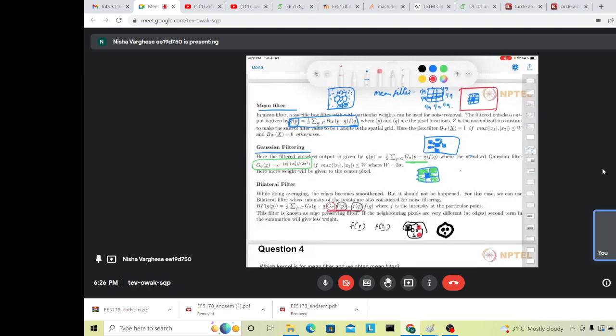the intensity values will be very different. So G sigma will have, if this is a higher value, so this G sigma will give a lower weightage to this summation. So this is how a bilateral filter works. It is useful in the case of edges. Okay, so it won't blur the edges.